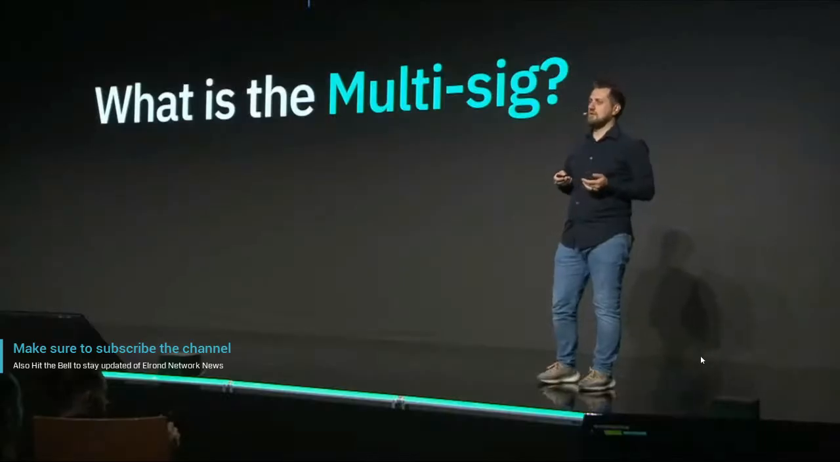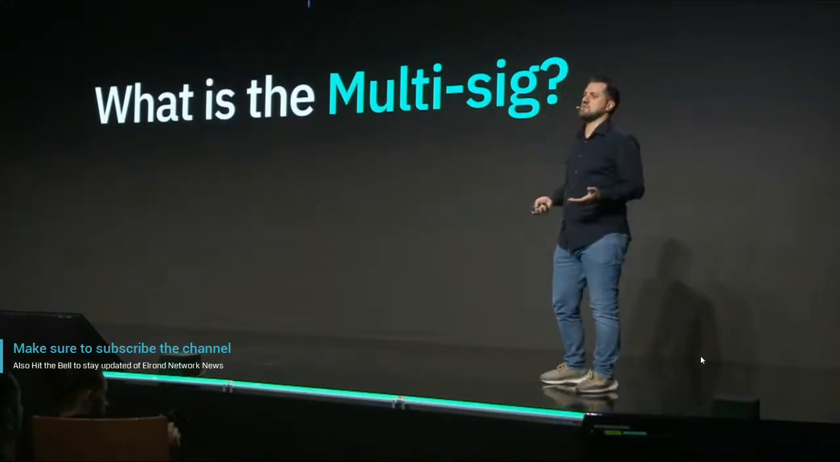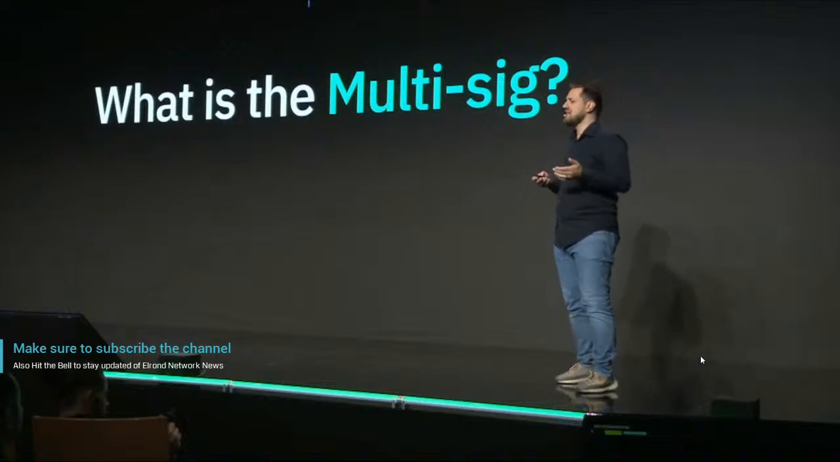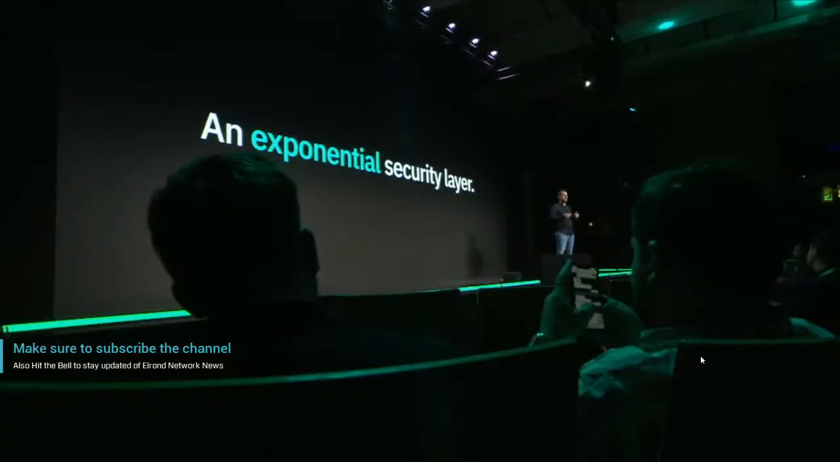So if they used the multisig, somebody else could have had access to that cold wallet, and the funds would still be available. So basically, what a multisig does is it adds an exponential security layer.